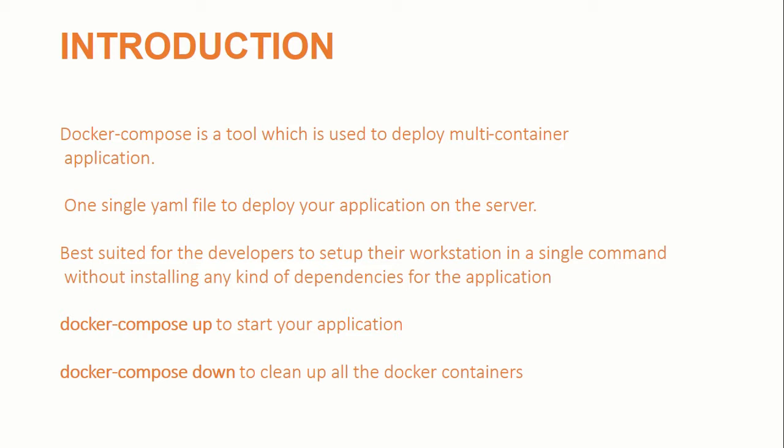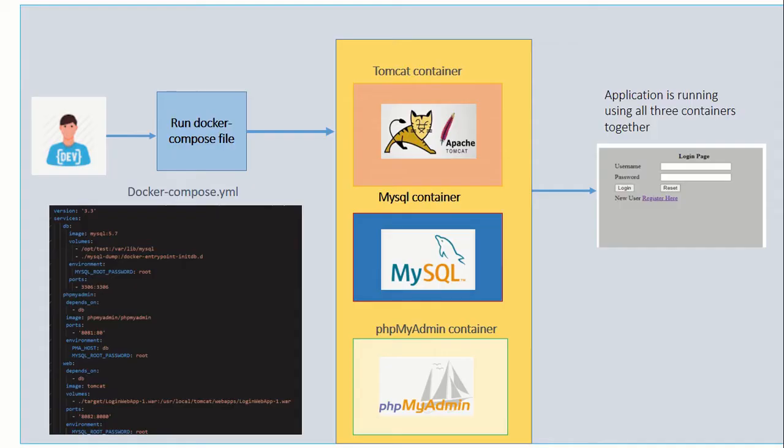It is best suited for developers. Why? Because they just need to clone any Git repo and they are good to go. They don't need to set up anything on their machine. Every dependency required for that particular application is composed. Everything is in this Docker Compose YAML file. They don't need anything else. So let me show you how it looks.